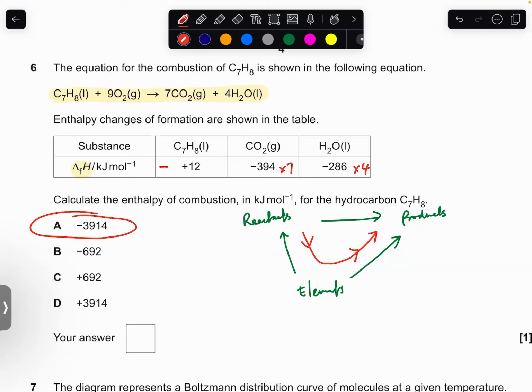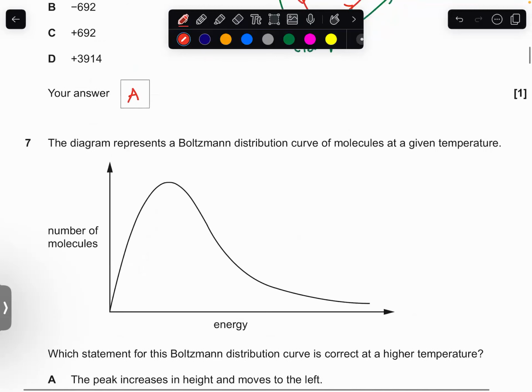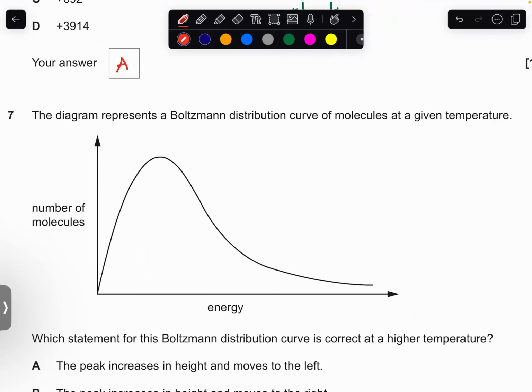Answer is A, and that's correct. With this question, I'm not even going to look at the answers. Let's look at this first. This is the Boltzmann distribution. Which statement for the Boltzmann distribution is correct at a higher temperature?